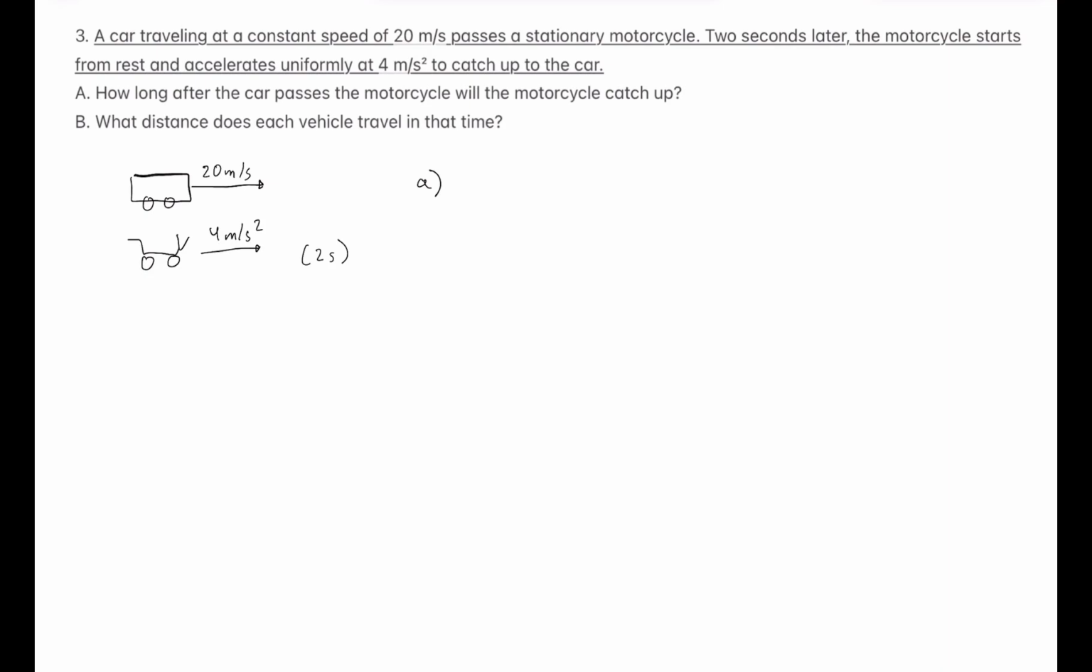For this problem, we're going to write the displacement equations for both the car and the motorcycle, set them equal to each other, and solve for time. So the displacement equation for the car is simply vt, since it has uniform velocity, which is equal to 20t. The distance equation for the motorcycle is v0t plus 1/2 at squared. We can get rid of v0t because the motorcycle has no initial velocity.